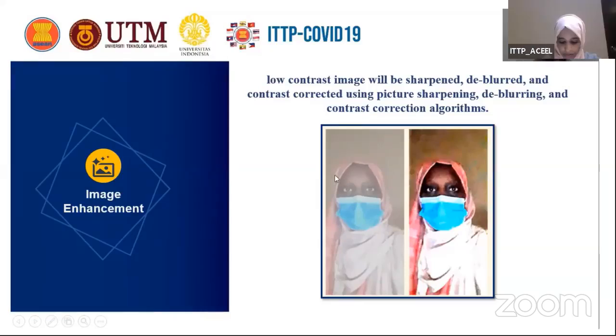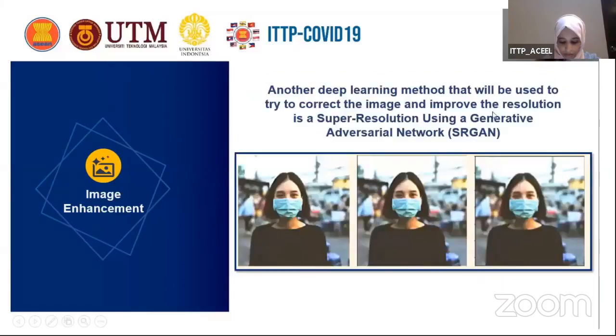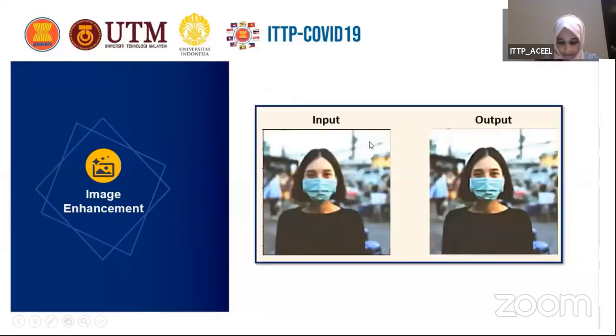After that, the result from this step will go for enhancement of the resolution by using super resolution using a generative adversarial network, or SRGAN model. This is also a deep learning method taken from previous literature. As we see here in this example, the output is a good resolution, but it suffered from blurring. So this image will undergo deblurring and also sharpening. And here is the output.